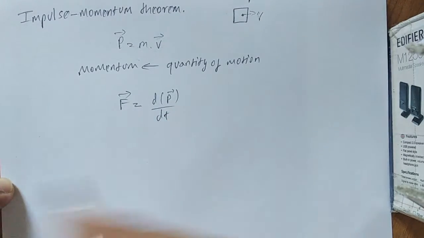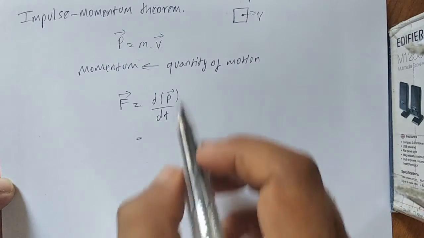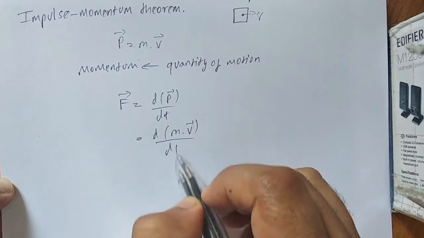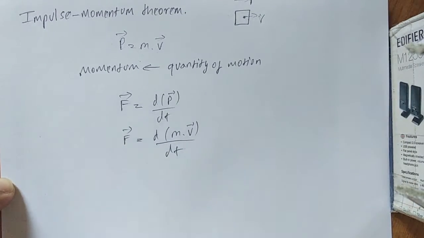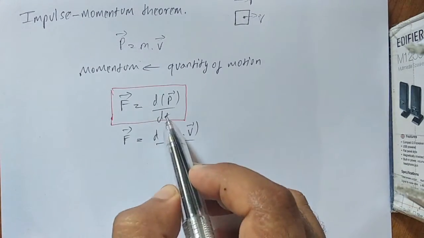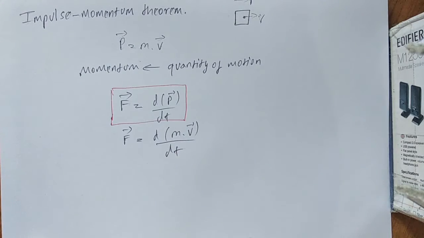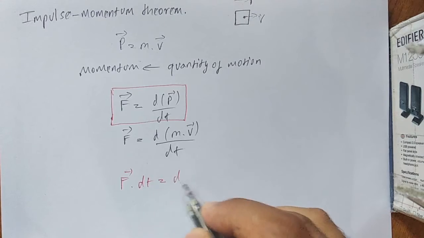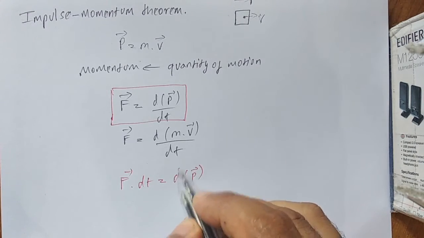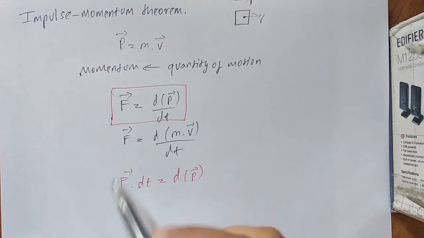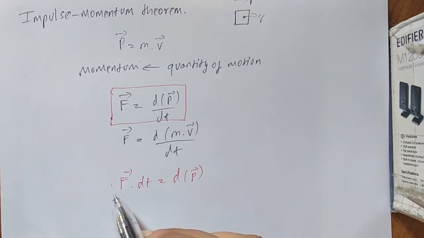Now momentum can be written as mass into velocity. So let us not consider this second equation, only consider this equation. You can see if you take dt on the other side of this equation, you will get F dt is equal to dp. Now this quantity on this side is known as the impulse.